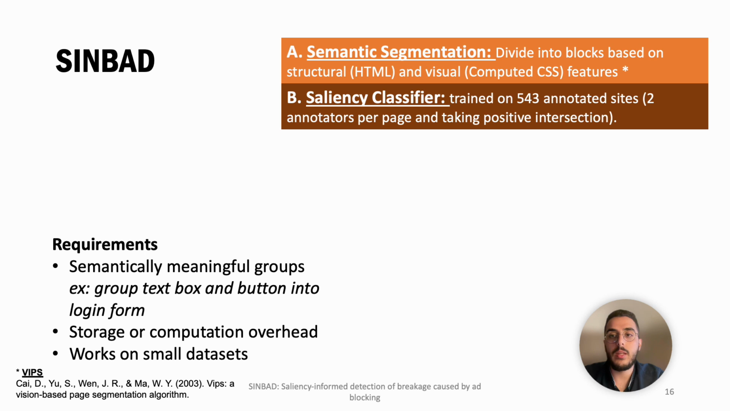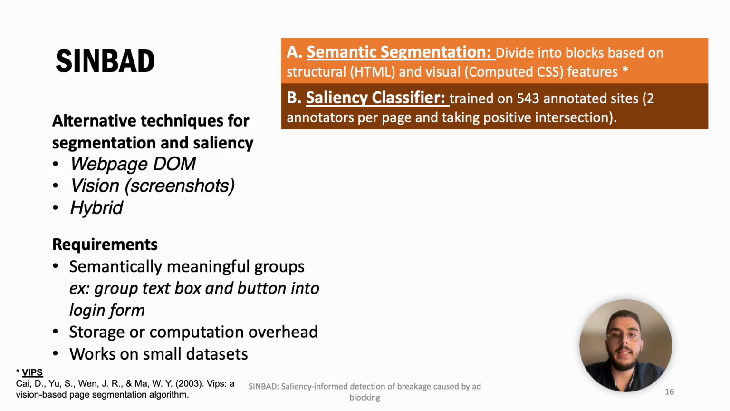Let's delve a bit deeper into the choices we made for semantic segmentation and saliency classification. We need the segmentation to return meaningful groups, to be efficient, to be able to scale SINBAD, and to fit into our small curated dataset. Overall, techniques can be categorized into 3. Some segmentation works directly on the web page HTML code and its tree representation, called DOM. Other approaches use the vision models to segment web page screenshots. And finally, there are some approaches that try to use a bit of both.